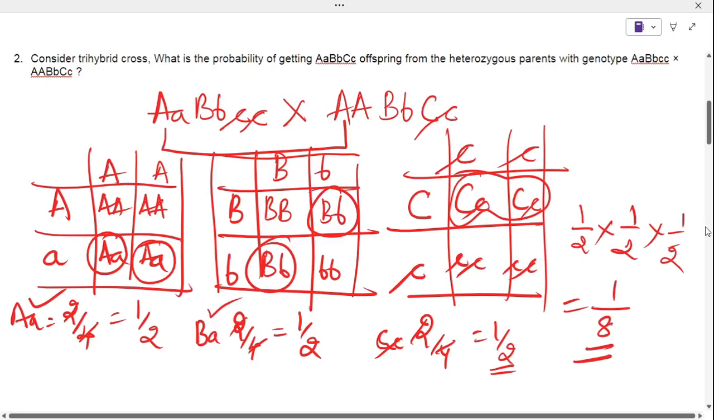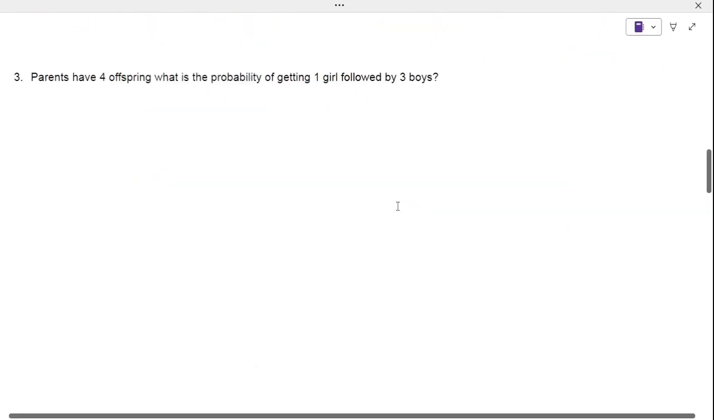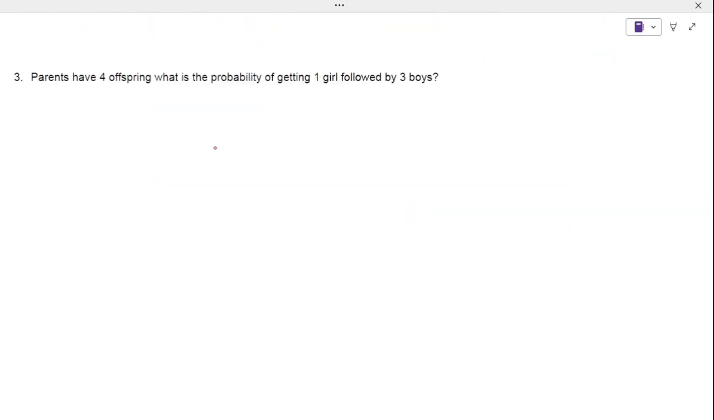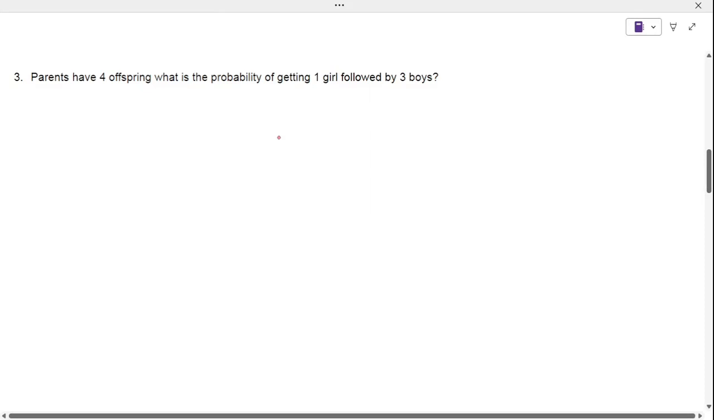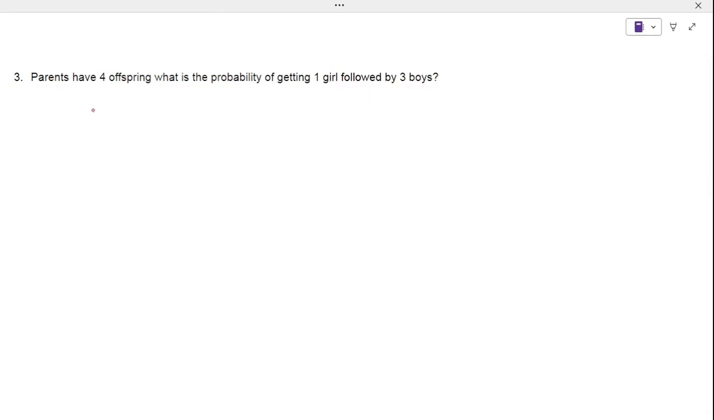Next, we will move on to one more problem here. Parents have 4 offspring. What is the probability of getting one girl followed by 3 boys? So, it is specifically given. That means, what is given here? Parents have 4 offspring. In that, a probability of getting one girl followed by 3 boys. That means, it is given like this: one girl followed by 3 boys, girl, boy, boy, boy.